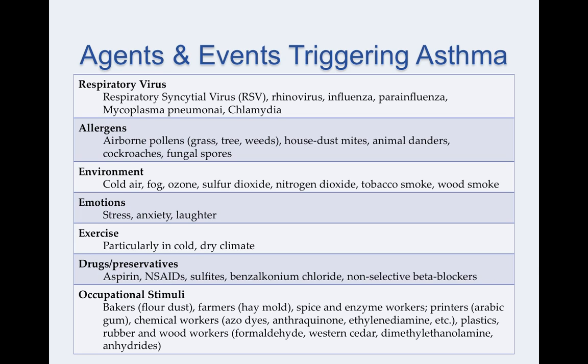Of note, there are some drugs and preservatives that may also play a role in the symptoms of asthma. These include aspirin, NSAIDs, sulfites, benzalkonium chloride, and non-selective beta blockers. Lastly, there are several occupational stimuli which may precipitate or trigger asthma symptoms. There are other possible factors which include air pollution, sinusitis, as well as food preservatives that may play a role in the development of asthma symptoms.